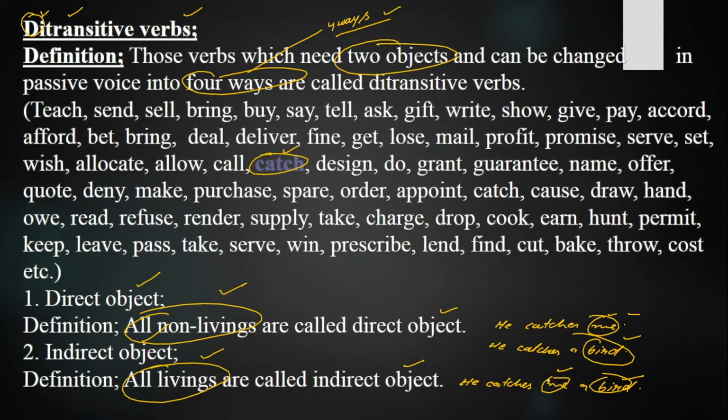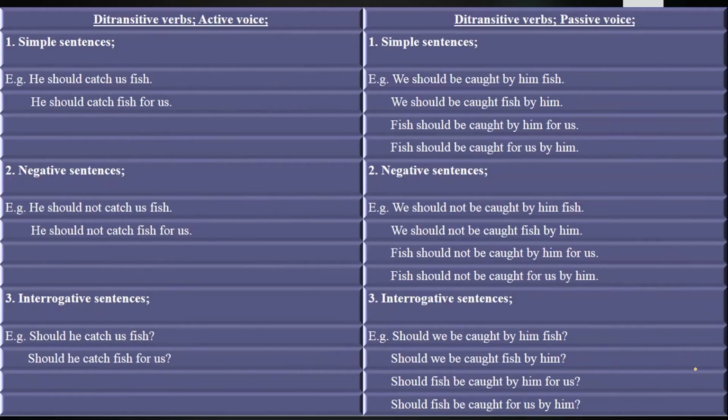Now mostly we bring the indirect object at the beginning and the direct object at the end. But if you want to shuffle the places of both, your indirect object me will be followed by a preposition. Like I say, he catches a bird for me. So this is the way to change it in active voice into two ways. But our main target, how we are going to change it from active voice into passive voice in four ways, that we will be discussing.